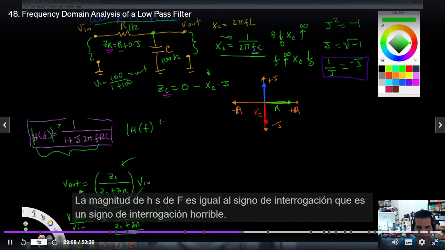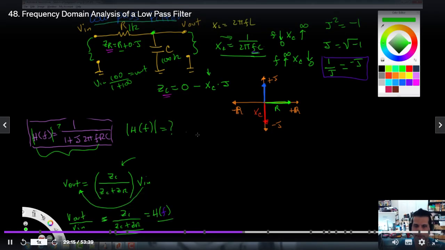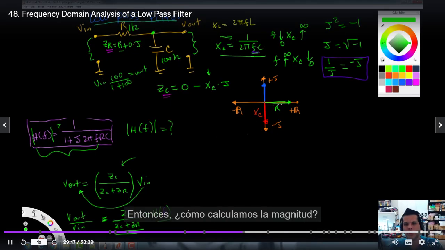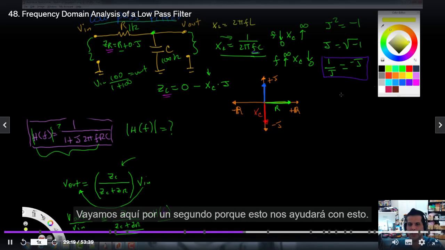Magnitude of H sub f equals question mark. That's a horrible question mark. Okay, not too much better. So how do we compute magnitude? Let's go over here for a second because this is going to help us with this.